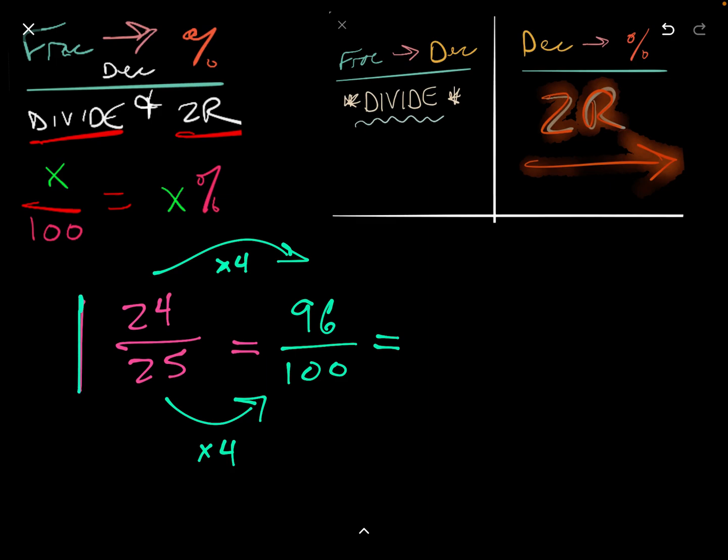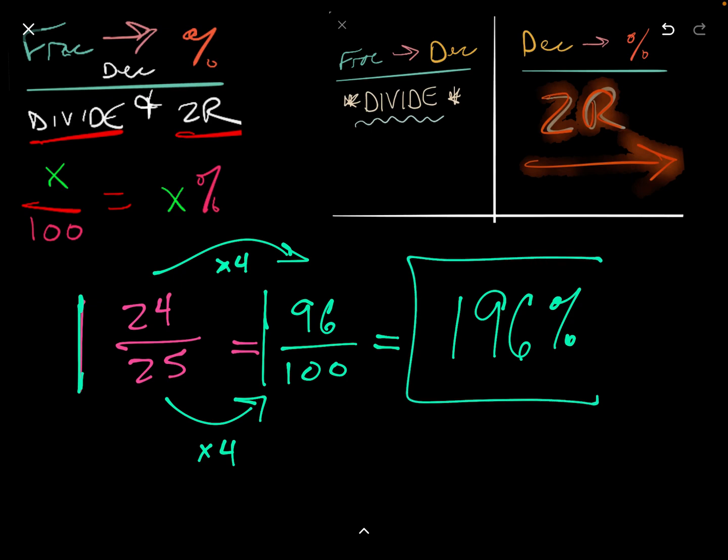Now, don't just say 96% because we still have that whole number 1 out in front. So altogether, I have 1 and 96 hundredths, and 100 100ths is one whole. So 100 plus 96 is 196%. Okay. Now, of course, you could divide it out and do all those different things. 24 in, 25 out.